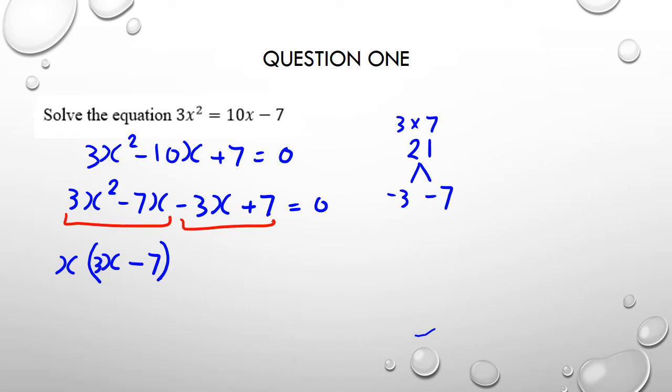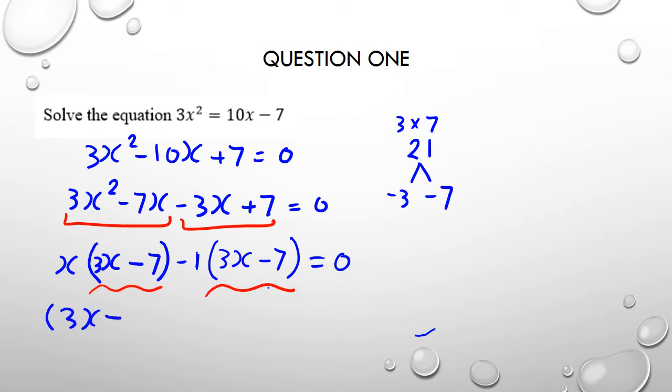Because we want inside the bracket to be positive 3x minus 7, the common factor here is negative 1. The reason we have negative 1 as a common factor is that it allows us to change the sign so we get 3x minus 7 equals 0. The whole point of this step is getting those two brackets exactly the same. The next step is taking the bracket out as a common factor, so what's left is x minus 1 equals 0.